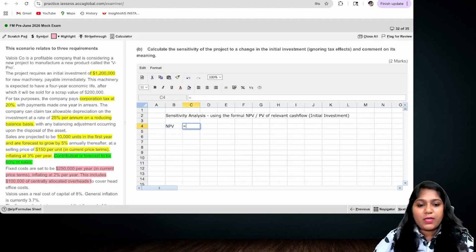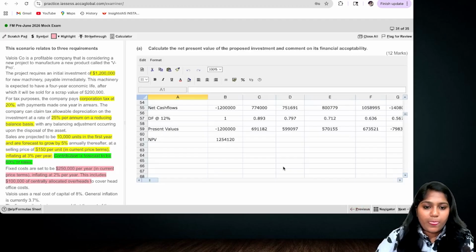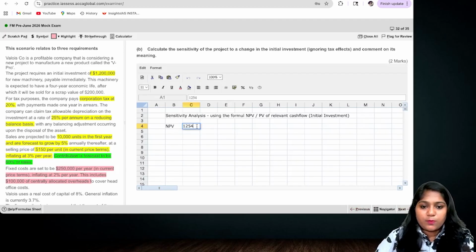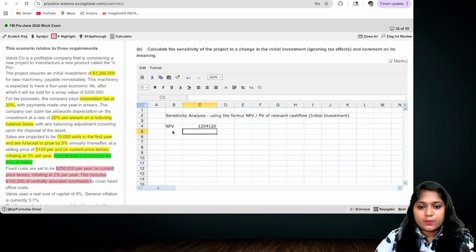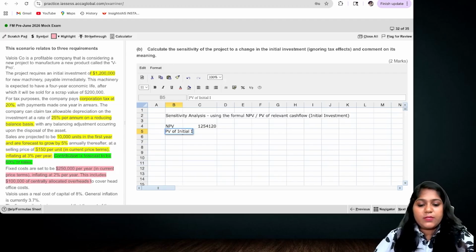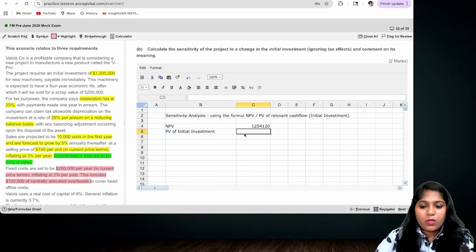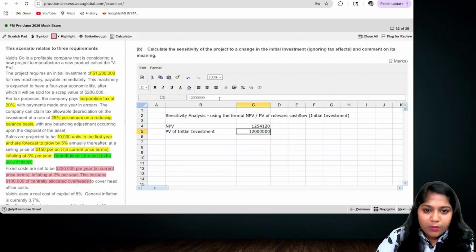So what is NPV, guys? NPV is 1254120. And what is the present value of initial investment? The PV of initial investment is simply 1.2 million. So what do you have to do? The sensitivity analysis will be NPV divided by 1.2 million.